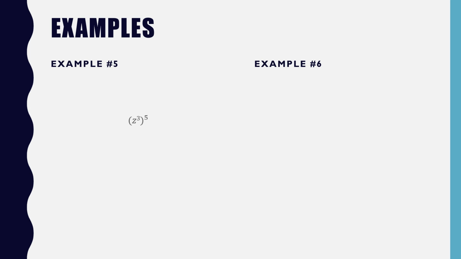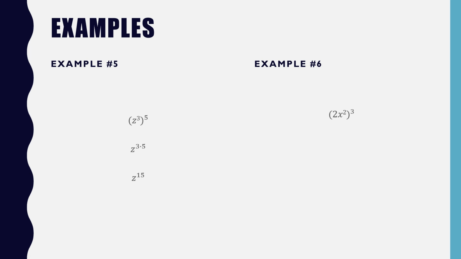All right, so let's look at this one first. And this is z to the third, and then all of that is to the fifth. So again, you're talking about having 5 groups of z to the third. And the easiest way to solve this, instead of writing it all out like we did on the last slide and putting z times z times z and doing that 5 times, you now know that you simply can multiply them to get z to the 15th.